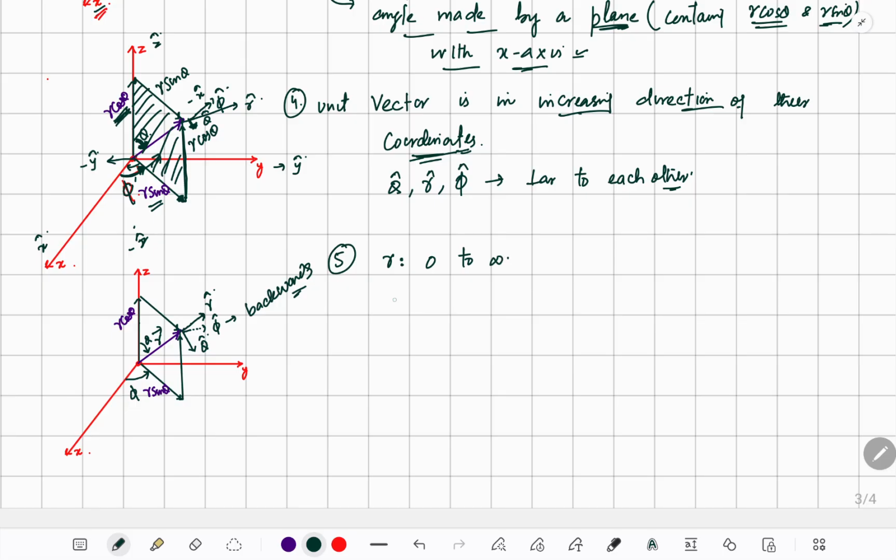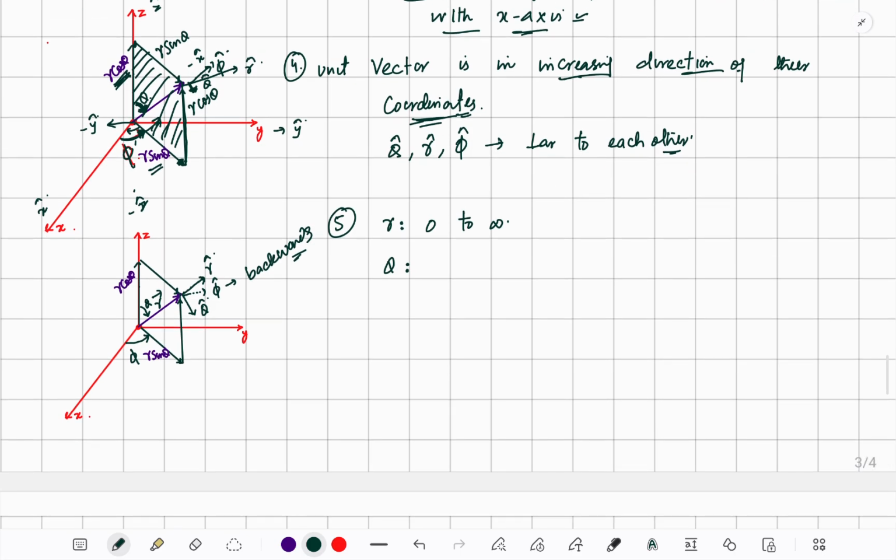Now what is theta? What is the value of theta, I mean the range? See, now there is a very important point.